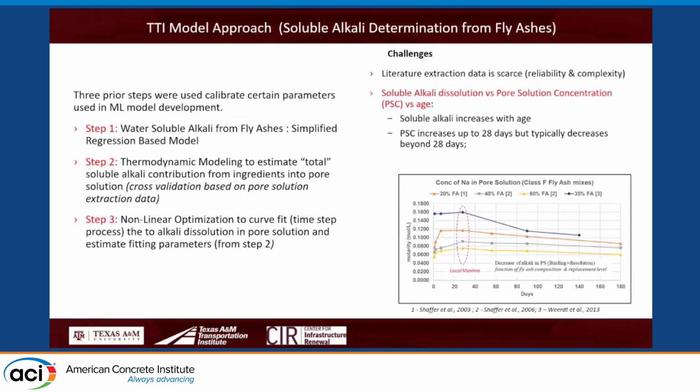So for this one, what we did is a three-phase approach, but what is important is the right part, where not only is the literature data scarce, it also has the question of reliability and complexity. When we are taking pore solution extraction measurements into consideration, as you go along with the age, the coefficient of variation is sometimes 15%. What do you do with that? Also, if you want to take one single parameter, as time increases on the graph below, the alkali in the pore solution increases, but after 28 days it decreases. So how do you actually analyze those cases?